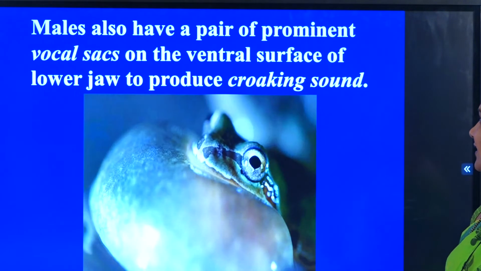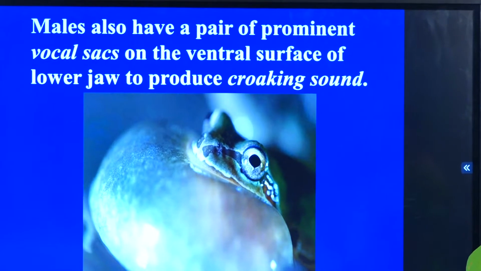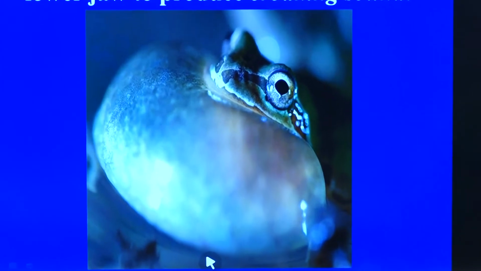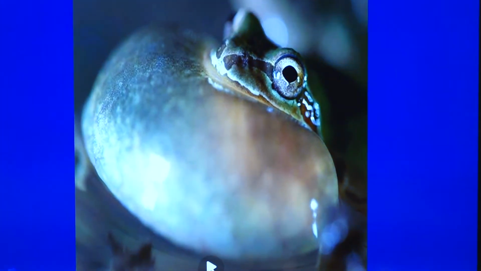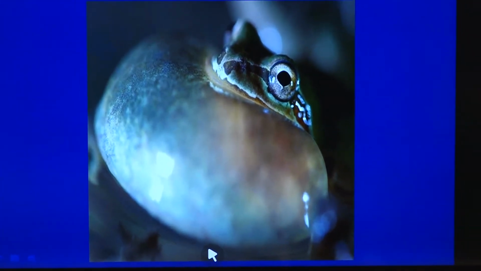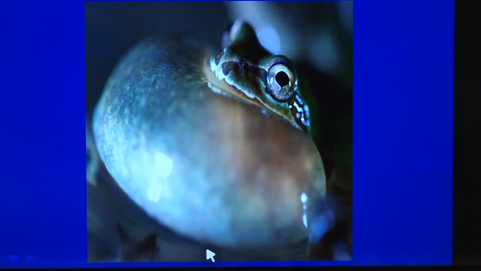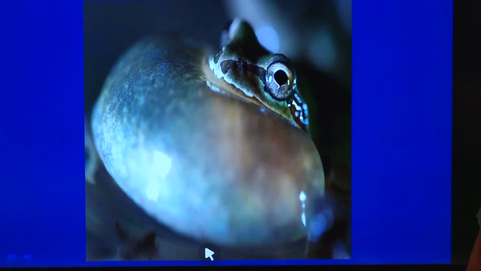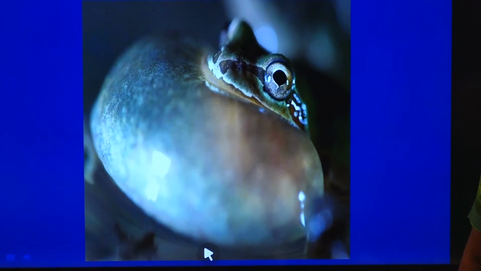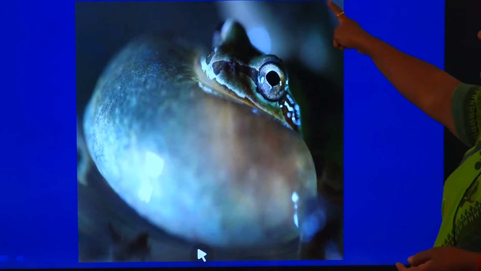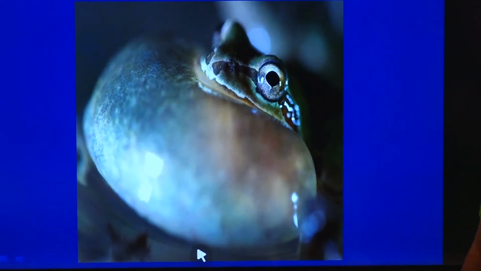Okay. Next here, the males. Here also we find a sexual dimorphism. The male frog will have a pair of prominent vocal sacs on the ventral surface of the lower jaw, and it produces the sound to attract the female during the breeding season. The sounds produced by the frog will be called croaking. If it is a dog that produces the sound, you say it is barking. If the donkey produces the sound, you say it is braying. But when it is a frog, then you say it is croaking.